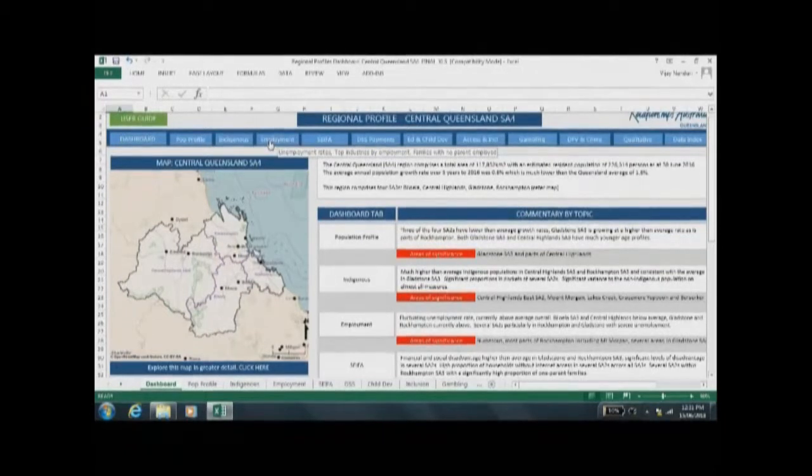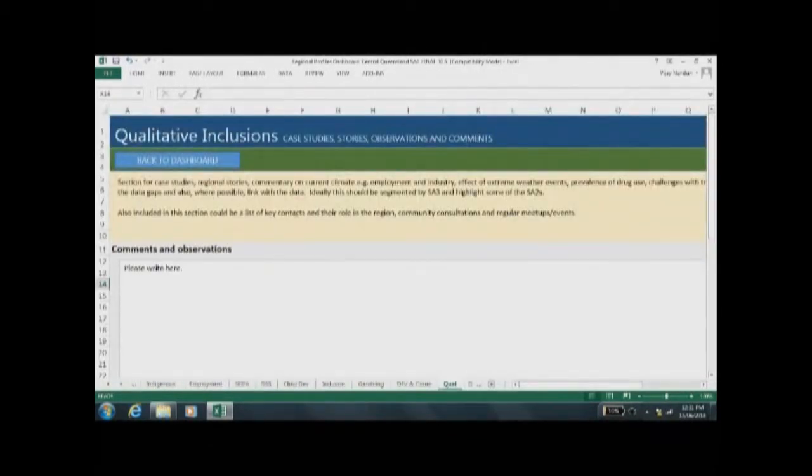The topic tabs, population, Indigenous, employment, etc. contain detailed analysis by SA4, SA3 and noteworthy SA2s within the region. The qualitative tab is an open area where users can enter comments and observations about their region. These may link back to the data and help to build a complete body of local knowledge.